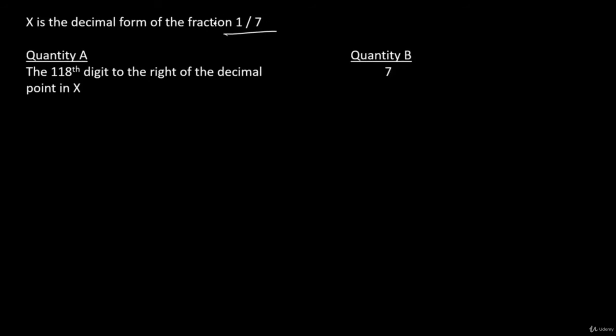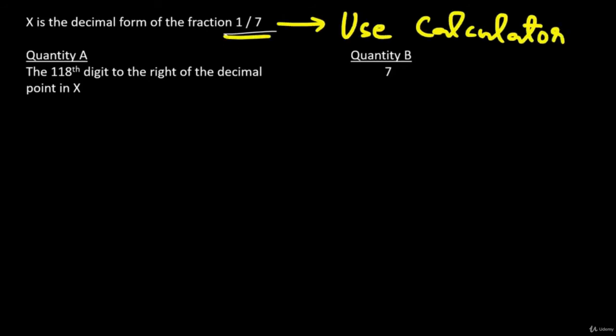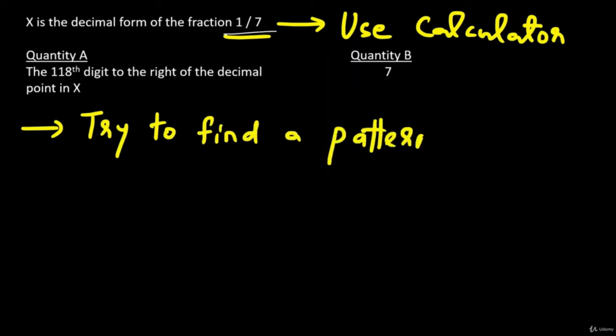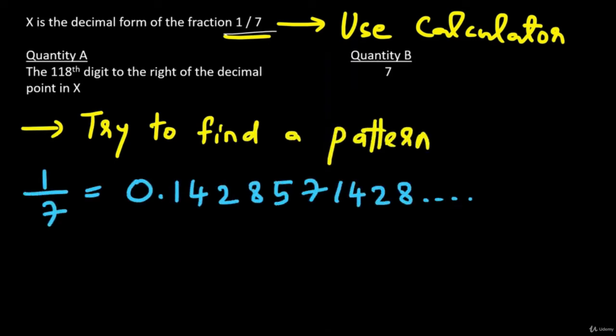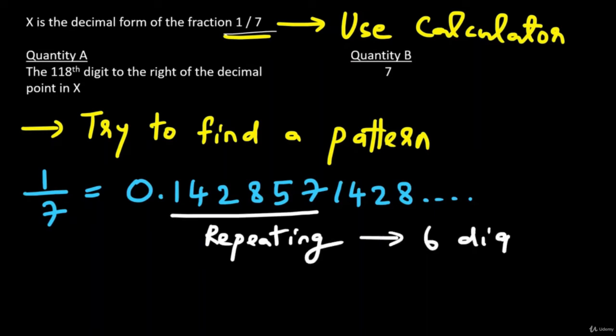Again, start with finding the value of 1 by 7 using the calculator, and then try to find a pattern so that you can solve this question. Now 1 by 7 is equal to 0.1428571428 etc. Right? So you can see that these 6 digits keep repeating themselves again and again. Alright.